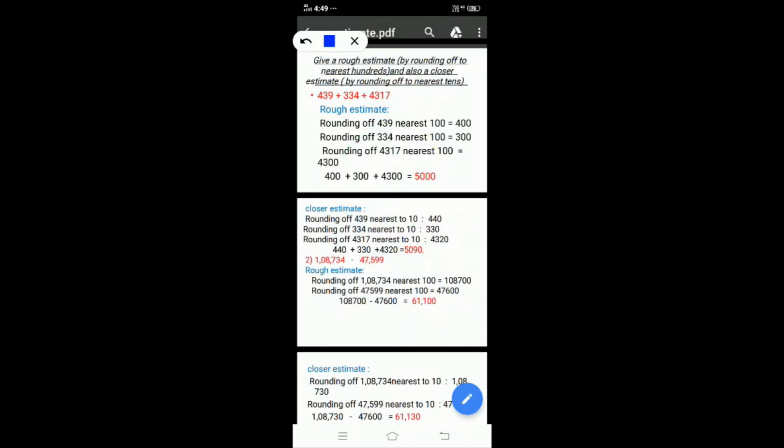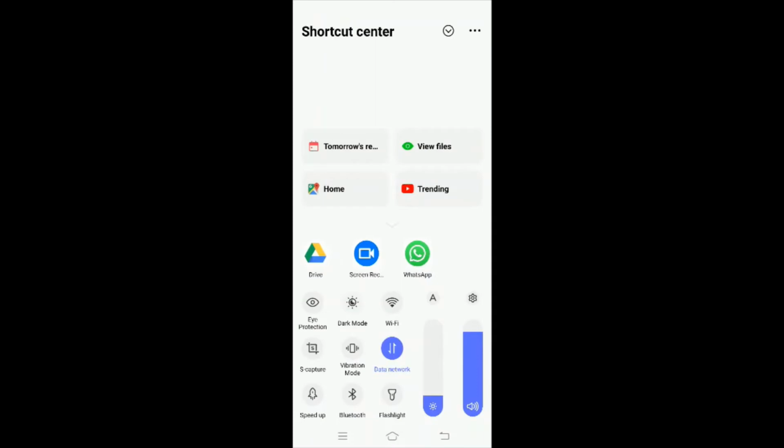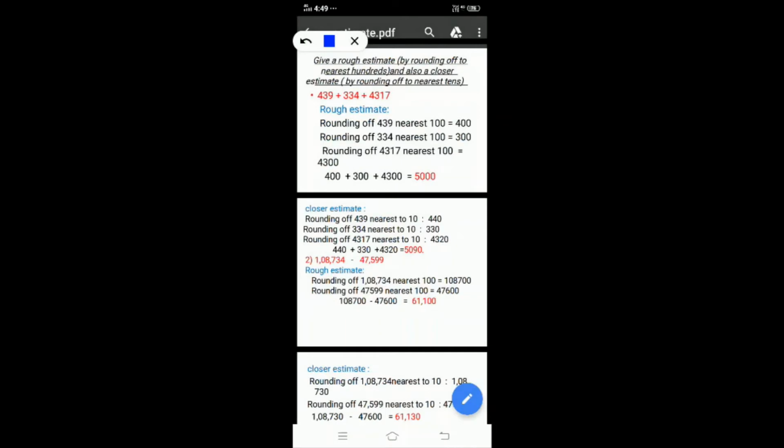Okay, rough estimate, you remember that I gave you the rough estimate. You have to find out the rough estimate. Rough estimate means rounding the number to the nearest 100. 39 you have to compare with 50. 39 is less than 50, which means there is no addition in the 100 place, and the number becomes 400. Okay, rounding 334 to the nearest 100. Again, 34 is less than 50, so there is no change in the 100 place, and the number becomes 300.